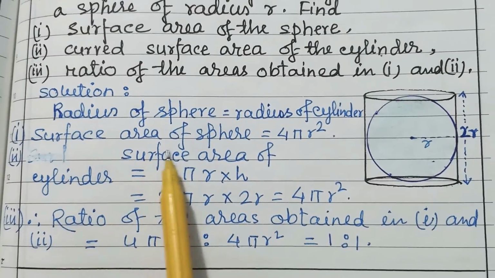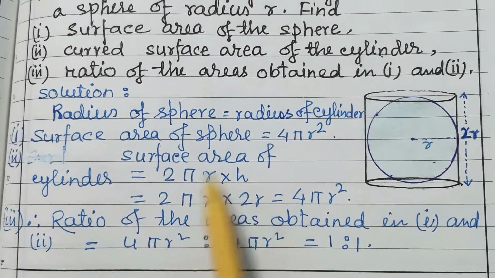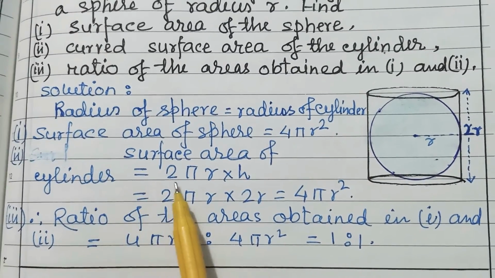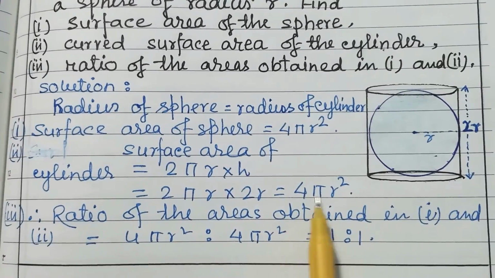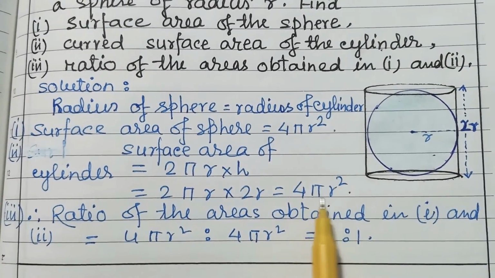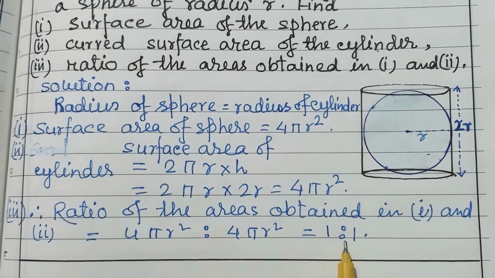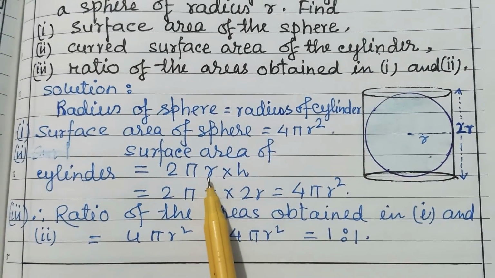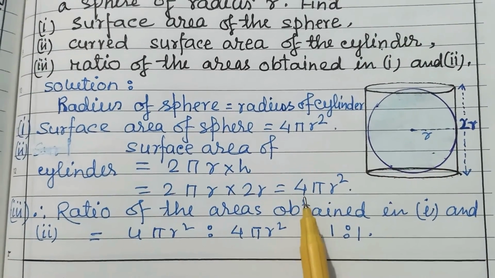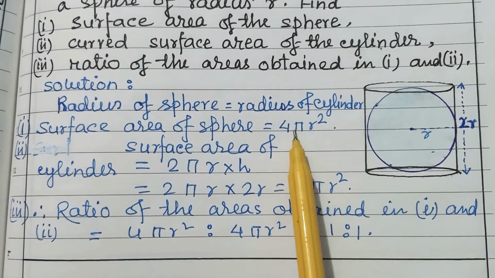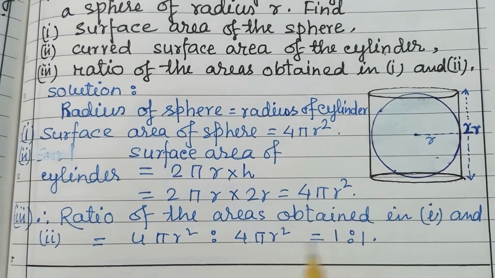Now the surface area of the sphere is 4 pi r square. The surface area of the cylinder is equal to 2 pi r h. h is 2r, so it is 4 pi r square. So it is 4 pi r square and this is also 4 pi r square. Therefore the ratio is 1:1. Instead of r, if 7 centimeter is given, same. This question will come 4 pi 7 square and it is also 4 pi 7 square, same. So the ratio is 1:1. Thank you very much.